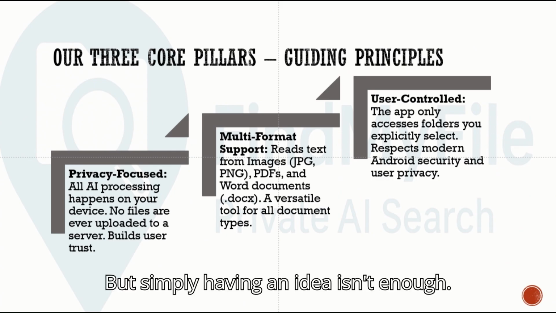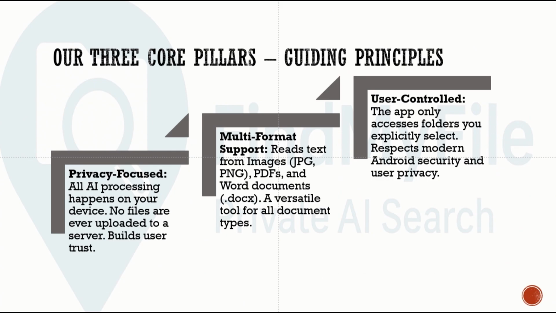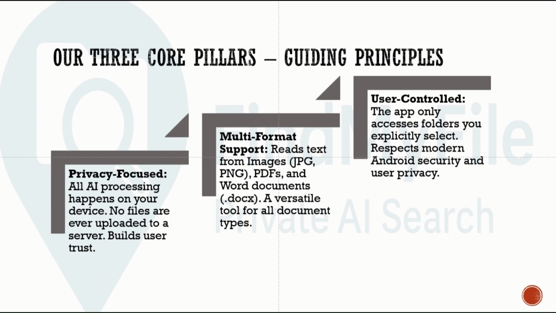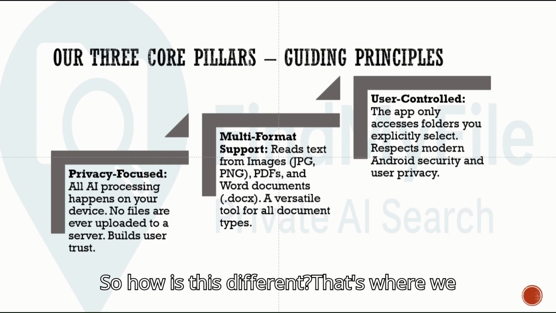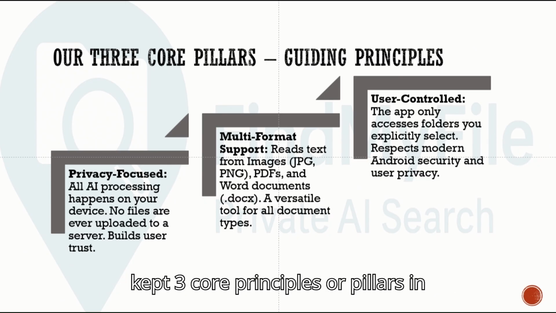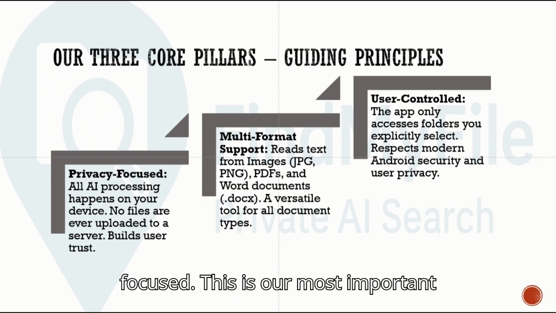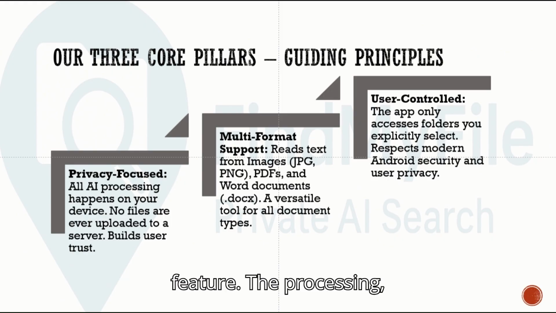But simply having an idea isn't enough. We already have so many search options in Android and on different phones. So how is this different? That's where we kept three core principles, or pillars, in focus to make sure it's different. First, it's very privacy focused. This is our most important feature.